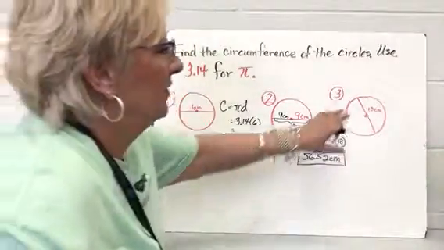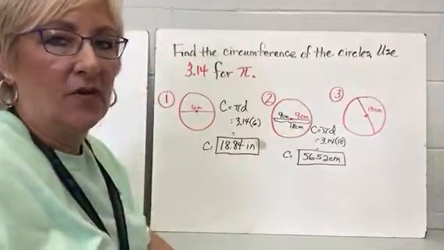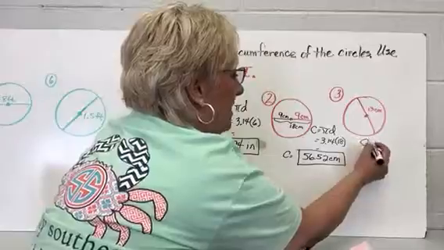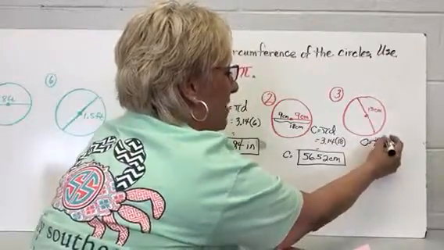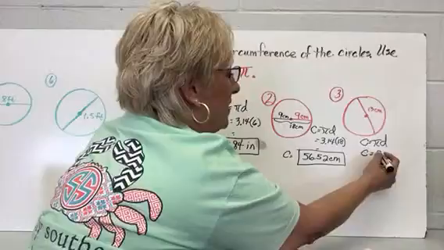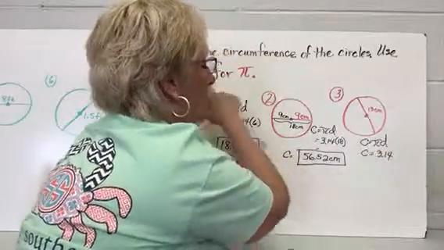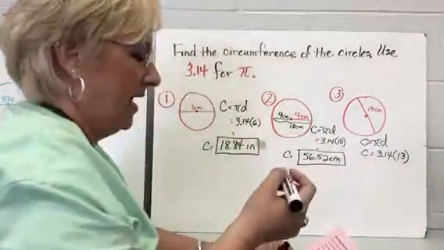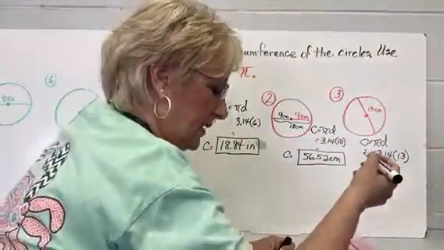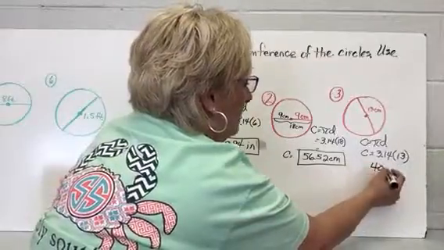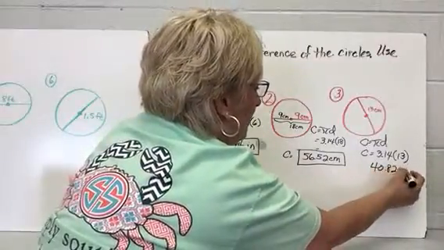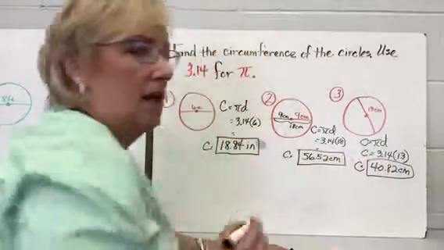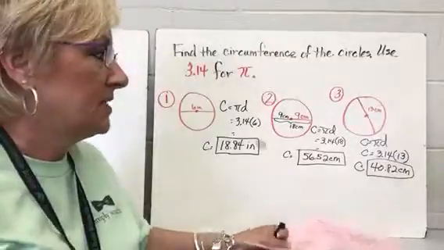Now, this also, it's just at a little funny angle, this also is going to give me the diameter. So I'm going to write it down again. The circumference is pi times the diameter. Circumference is going to be 3.14, because that's what they have told me to use for pi, times 13. And when I multiply that out, I'm going to get 40.82 centimeters. And that is the circumference around this particular circle.